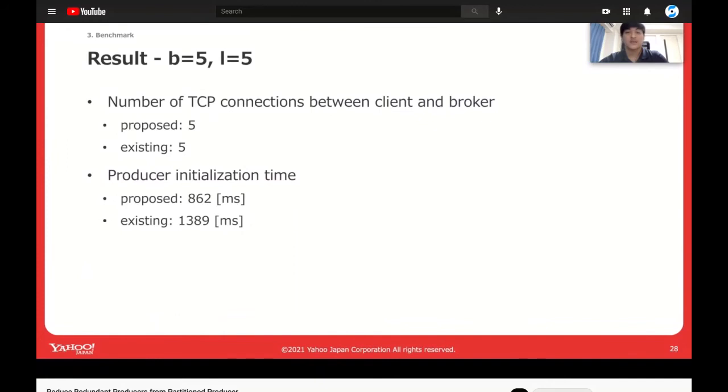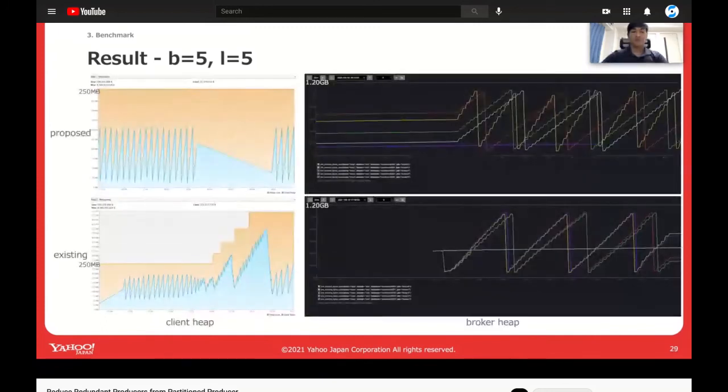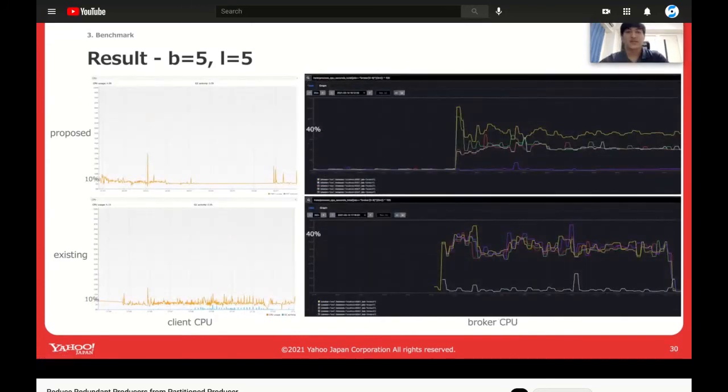The result of B equals 5 and L equals 5 is here. For the existing side, conditions are equal to B equals 5 and L equals 3, so they use the same result. Heap usage is here. I think client heap is important, as with B equals 5 and L equals 3. The proposed one is less than the existing one. CPU percentage is here.